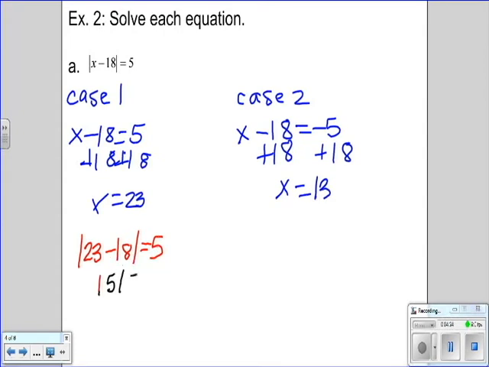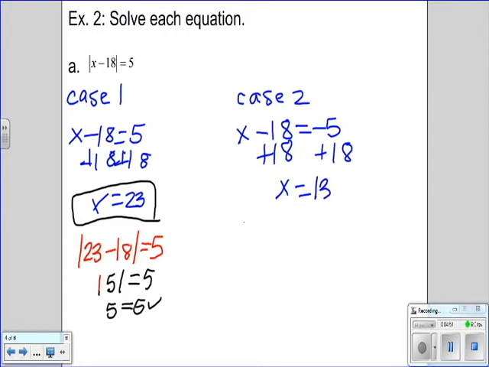Oh, I'm switching colors again. And the absolute value of 5 is 5. So 5 equals 5, the first solution checks. So we can put a big box around x equals 23. That one works. Let's try x equals 13.